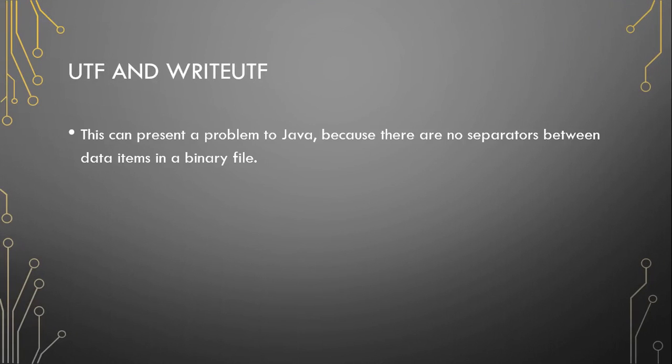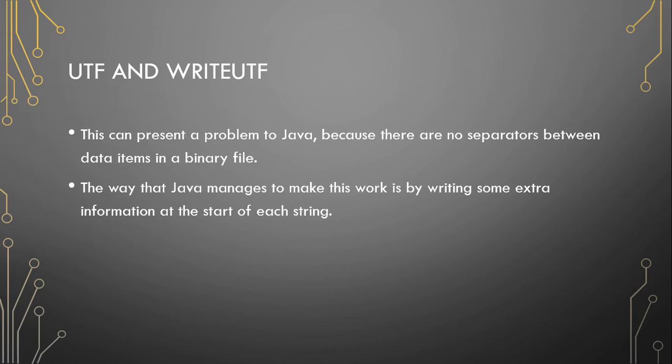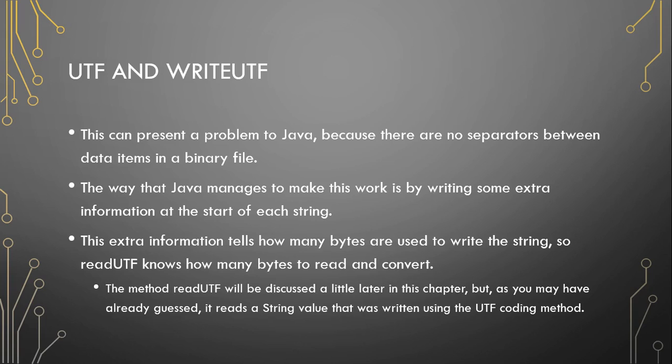Now, this technically can present a bit of a problem to Java because there are no separators between data items in a binary file. It's not like it puts on the next line or anything. It's all one big long string of numbers. The way Java makes this work is by writing some extra information at the start of each string. This extra information tells how many bytes are used to write the string, so readUTF knows how many bytes to read and convert. The method readUTF will be discussed a little later in the chapter, but as you may have guessed, it reads a string value that was written using the UTF coding method.